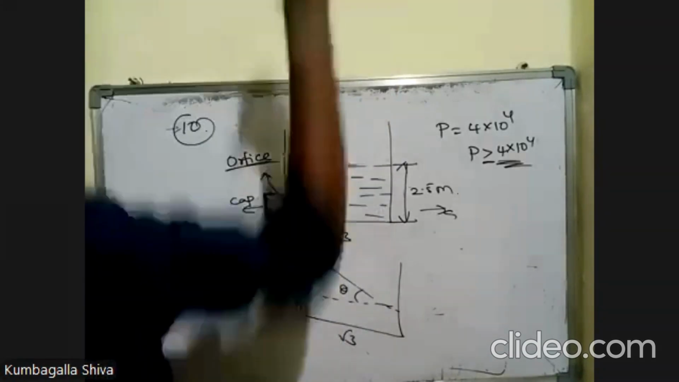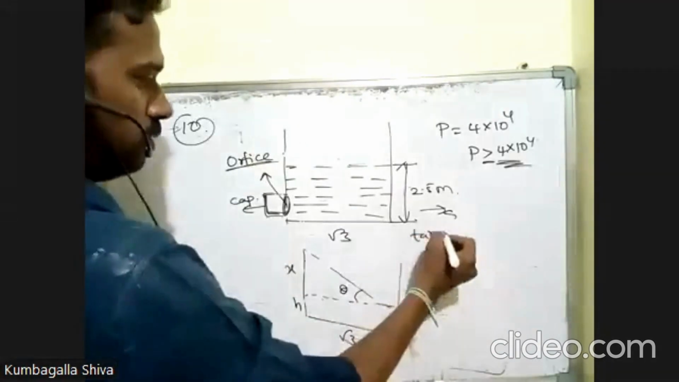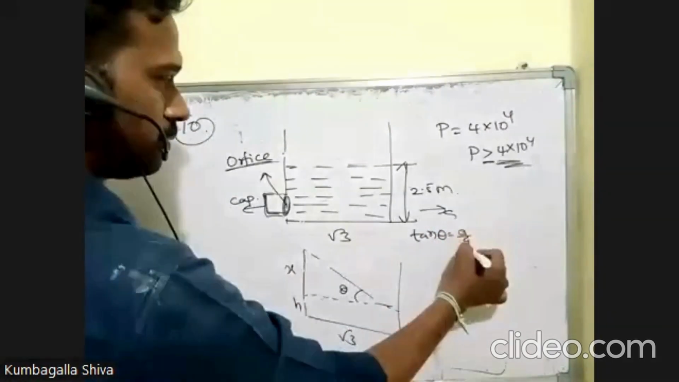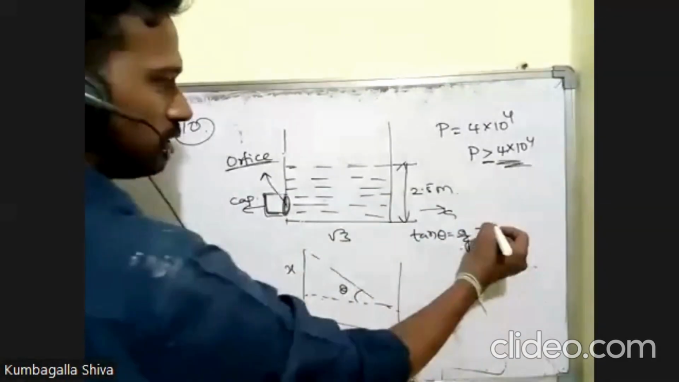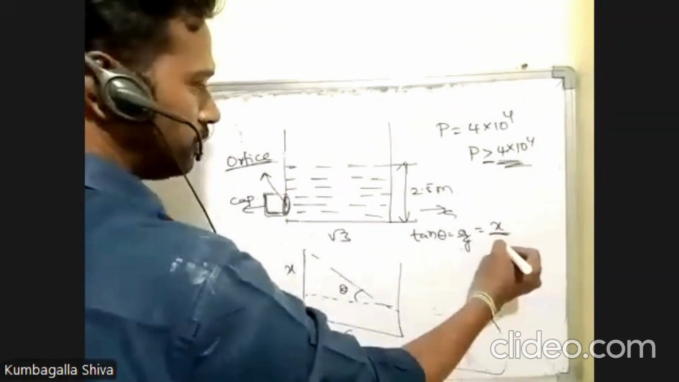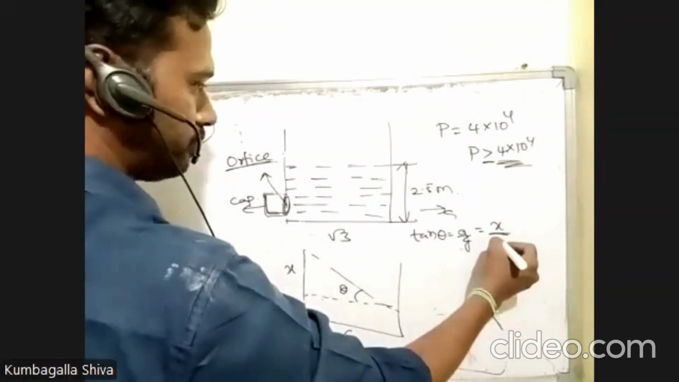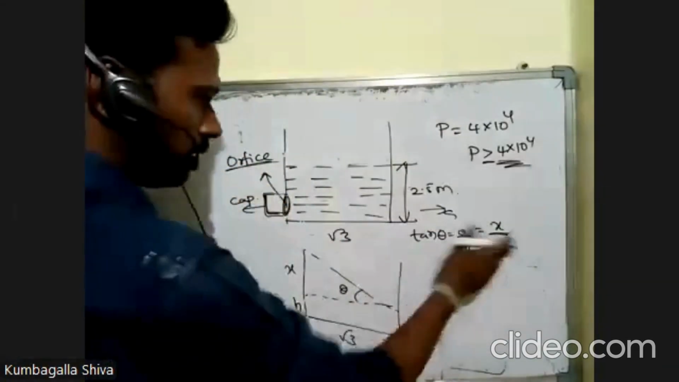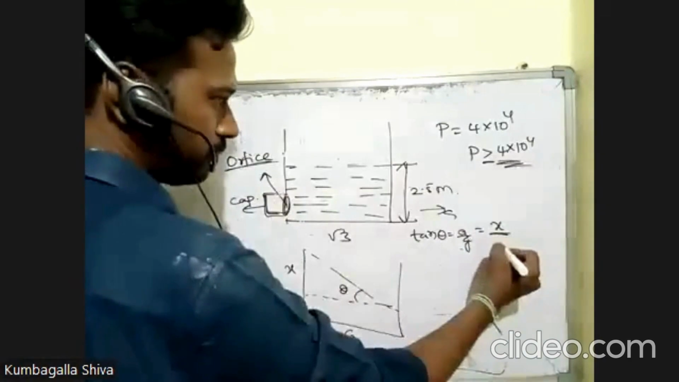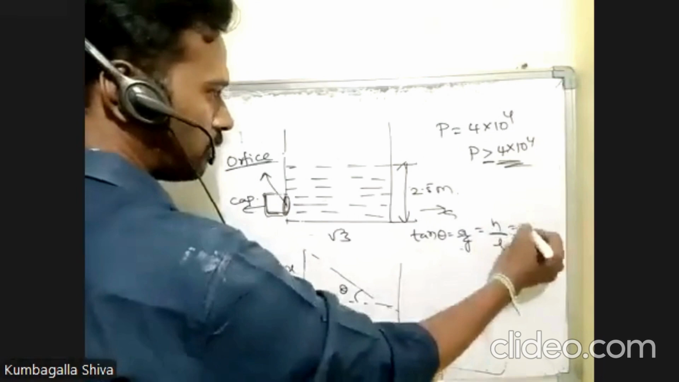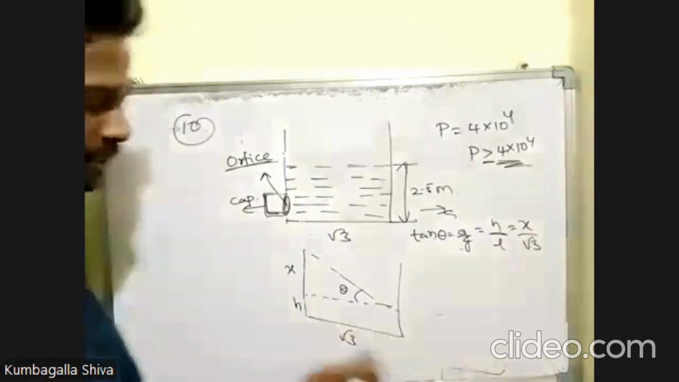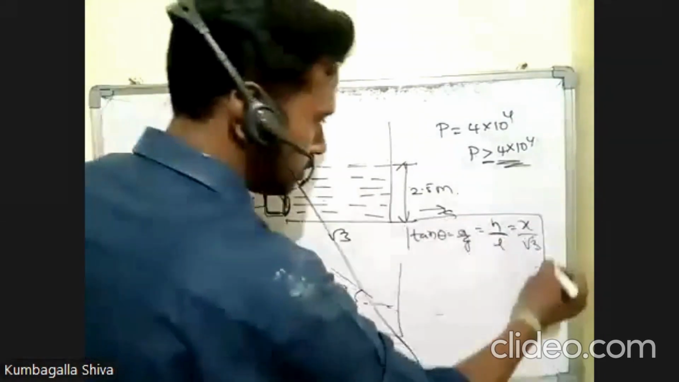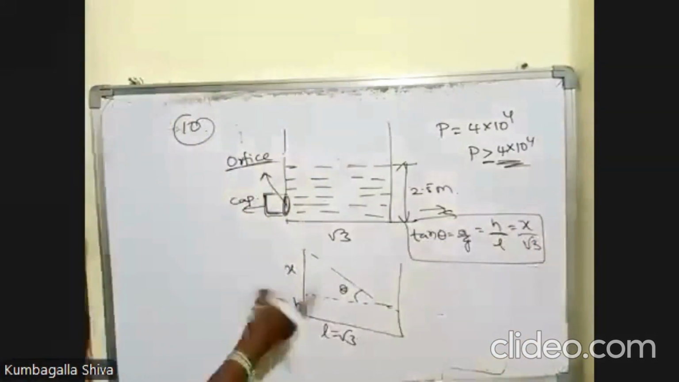Now we have the formula: tan theta is equal to a by g, or in this case x by g, and a by g is equal to x by L. What is the base here? You have L. So H by L is equal to x by root 3. Length is this one. Okay, clear? We need to find H and x to fulfill the condition.